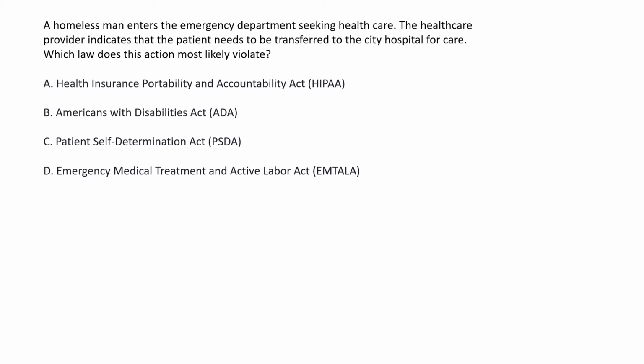A. Health Insurance Portability and Accountability Act (HIPAA). B. Americans with Disabilities Act. C. Patient Self-Determination Act (PSDA). D. Emergency Medical Treatment and Active Labor Act (EMTALA).